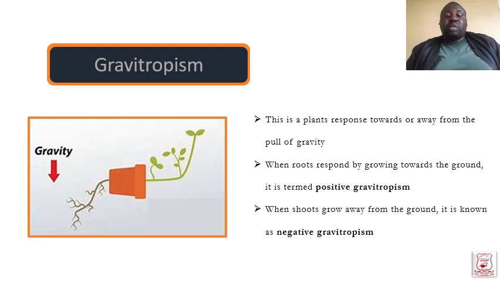If you consider the diagram that is on your screen, you can see that roots grow towards the ground. That is, they have an affinity to the pull of gravity, so they grow towards the ground. While shoots have a negative response to the pull of gravity, so they grow towards the sky. Therefore, roots show a positive gravitropism, while shoots show a negative gravitropism.